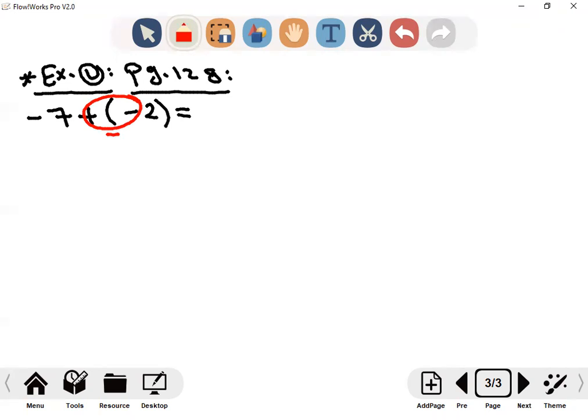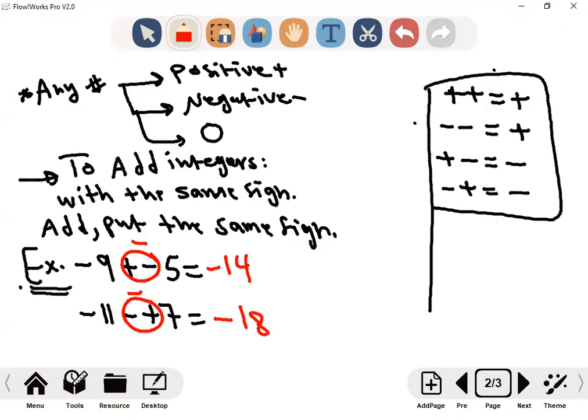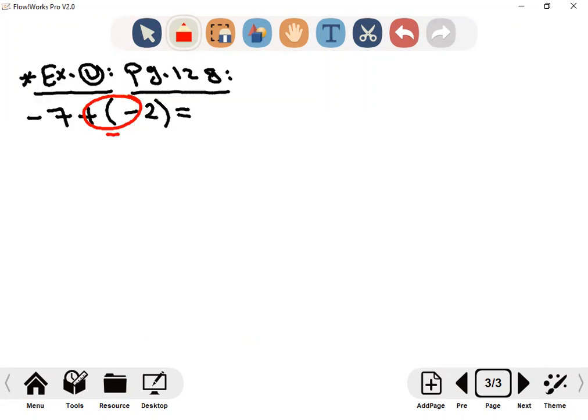So what we said in the formula here, to add integers with the same sign, what we do, add and put the same sign. Let's go back there. Let's apply the formula. 7 plus 2, how much? 9. Negative, put the same sign, which is negative. So the answer is what? Negative 9. Negative 9, okay?